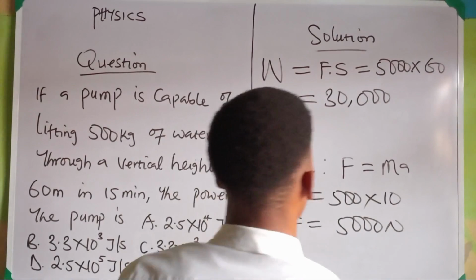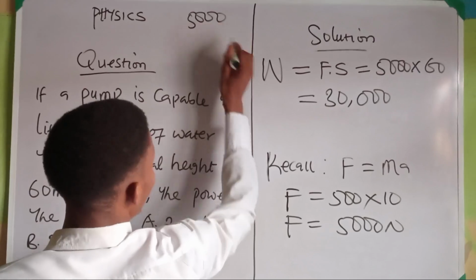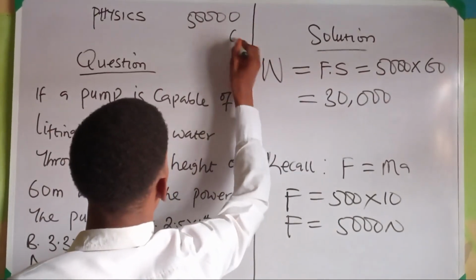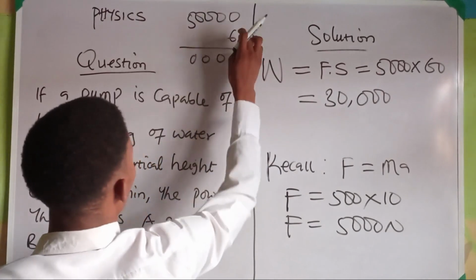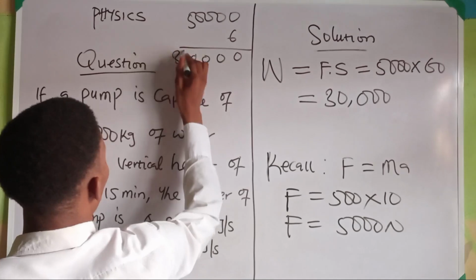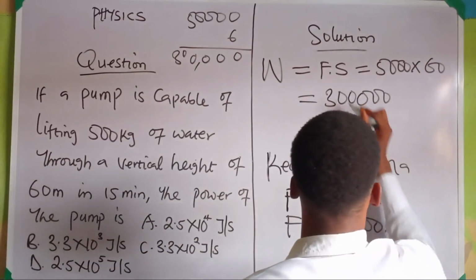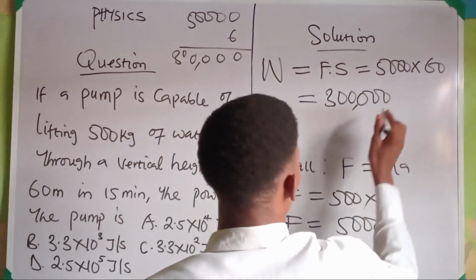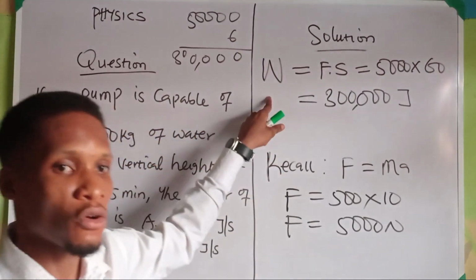Okay, let's confirm this. We have 5,000 multiplied by 60. So 0 will still go here. If we do this, we have 1, 2, 3, 4. Then multiplying by this, we have another 30. So it means it's giving us 300,000 joules as the value for the work done.